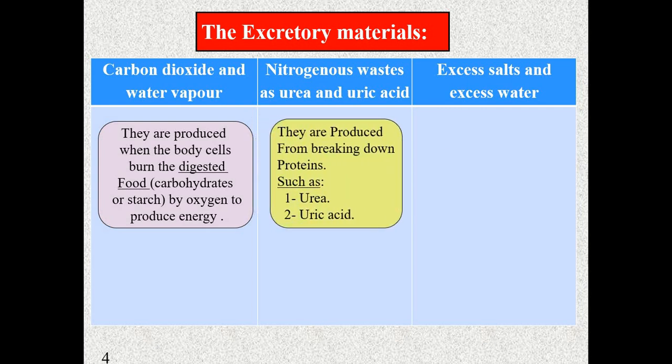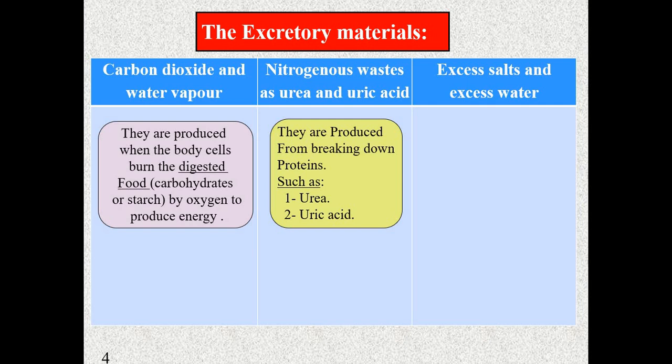Nitrogenous wastes, urea and uric acid, are produced from breaking down proteins, from digested proteins. So carbon dioxide and water vapor come from digested food like carbohydrate and starch, while nitrogenous waste comes from breaking down proteins like chicken, meat, fish, egg. This is proteins. And what will come from breaking down proteins?